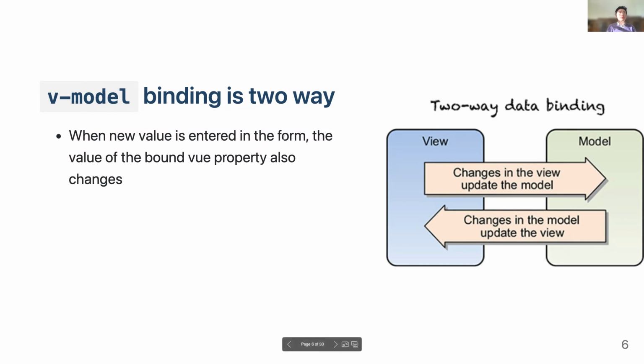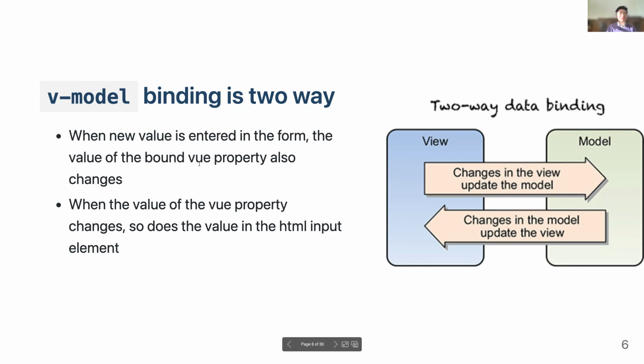Okay, and so if the user made some changes by entering some text or selecting a value on the HTML page or in your app, then the view property will change. And the other way around, when you change the value in the view, for example, you set the view variable to a different value, then the values in the HTML input elements will also change as well.